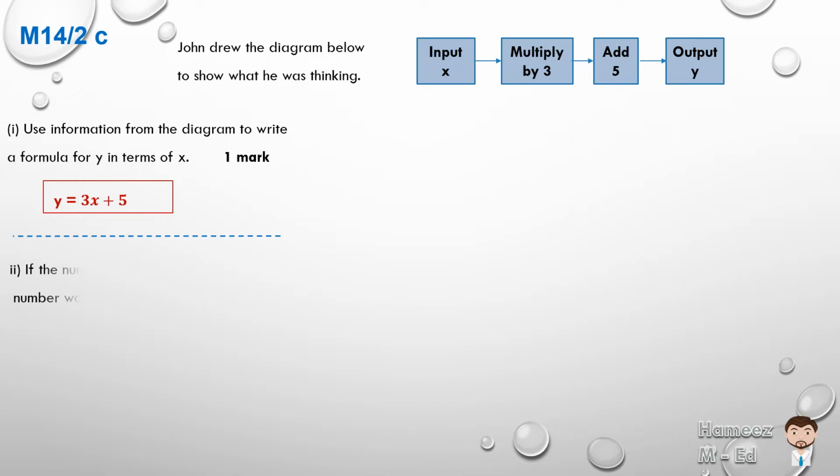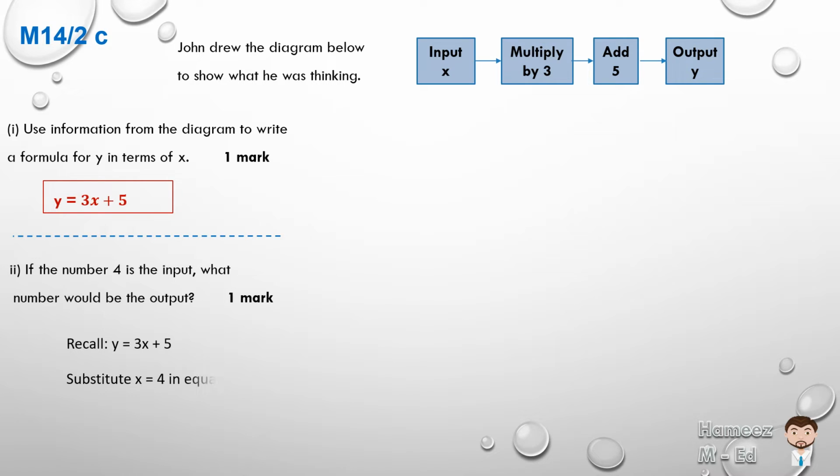Part 2. If the number 4 is the input, what number would be the output? So let's recall, we have a formula we just wrote, y is equal to 3x plus 5, and they're telling us the input. They're telling us what x is. X is equal to 4, so we can substitute that into the equation, and we'll now write y is equal to 3. Don't write x, we can replace it with 4. So 3 times 4 plus 5. 3 4s are 12, 12 and 5 is 17. And if we put it up in the flow diagram above and we try it, 4 multiplied by 3, 4 3s are 12, 12 plus 5 will give us 17, the same thing.